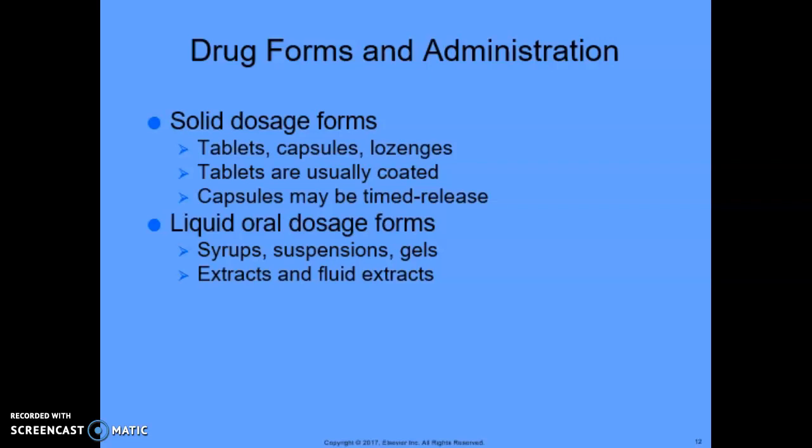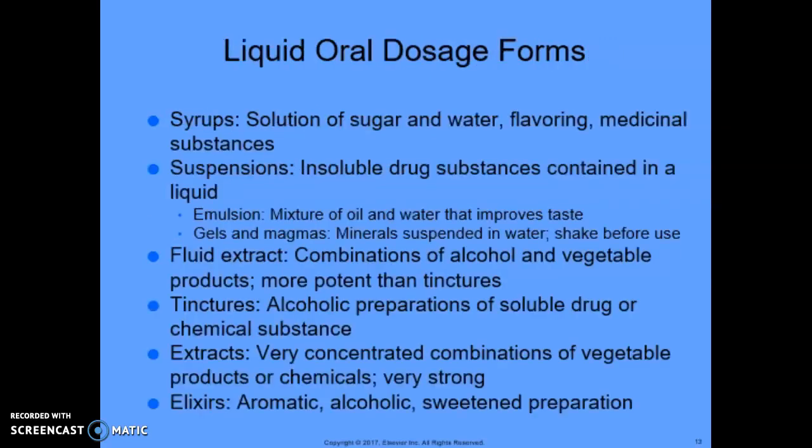This is part 2, and we had just finished talking about what a lozenge was. And so we're going to move on with the liquid oral dosage forms. So syrups are a solution of sugar and water. Most often, they do have some kind of flavoring to make them more appealing, and sometimes can have medicinal substances depending on what they're treating.